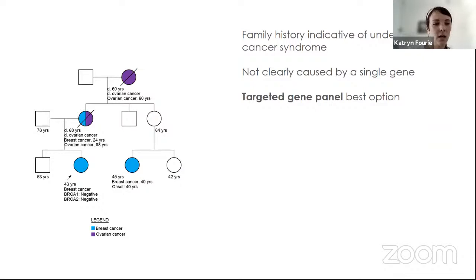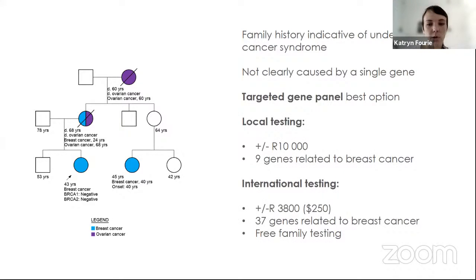This is another nice example of problems we have with testing, for example, having a family with what looks like an underlying cancer syndrome, but not clearly caused by a single gene, so you don't know where to start looking. So you want to do a targeted gene panel as your best option. For example, our local testing would be roughly 10,000 Rand, and let's say 9 genes that are related to breast cancer. So this is what we access locally, and that can be covered by medical aid for our private patients again, but not always.